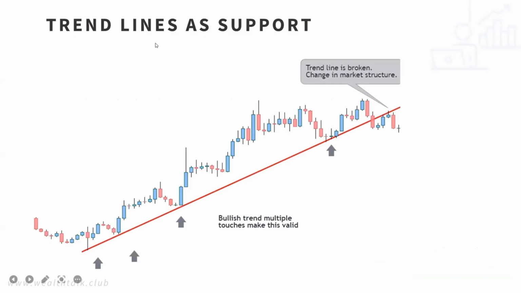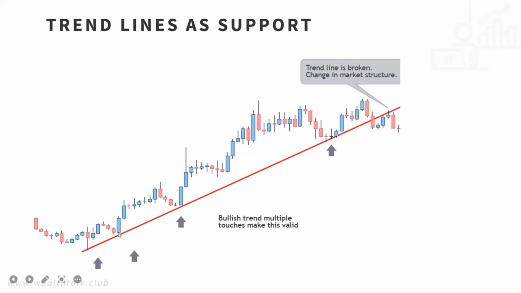Trend line as support. When we are in an uptrend, the trend line acts as a support. So let's say we started from here. Whenever the price is touching this trend line, it's bouncing. Touch, bounce, until it's broken. So when we have at least 3 touches on the trend line, it's verified that we are in an uptrend and this trend line is valid.